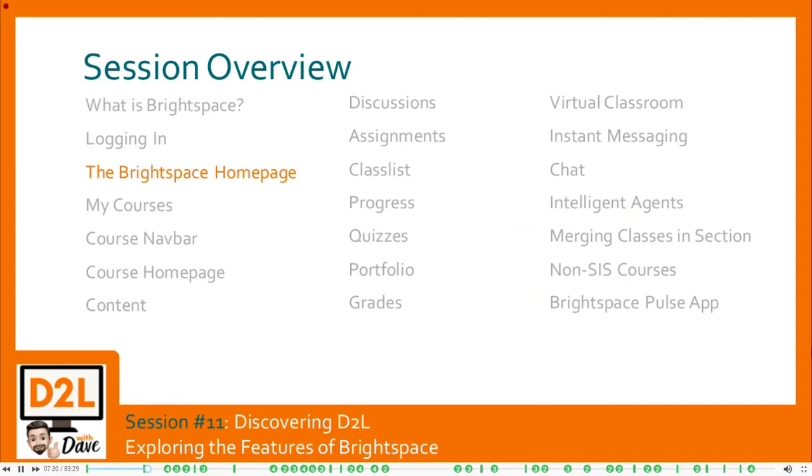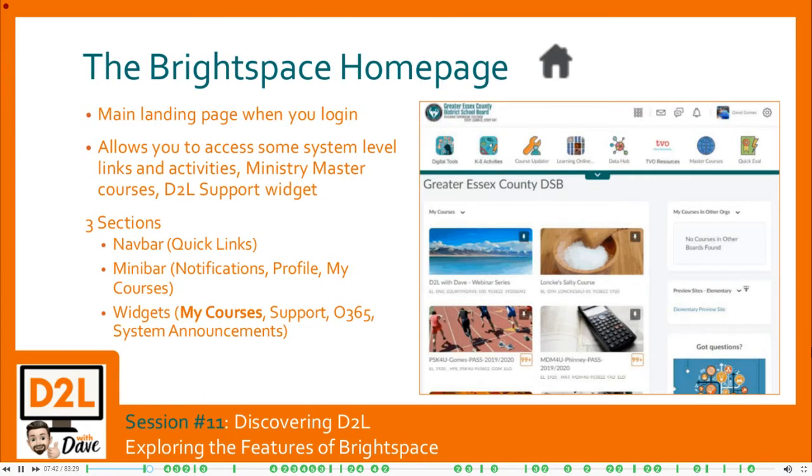Okay, so when you log into a course, and I showed you how you could do that already, once you've logged in, you'll see the Brightspace homepage. The homepage is the main landing page when you log in. It allows you to access the system level links up here in the main links and activities. For secondary teachers, it allows you to access the master courses. Elementary teachers, there's this widget down here called Elementary Preview Site, where you can access the ministry courses. Then there's also a D2L support widget down here under Got Questions.